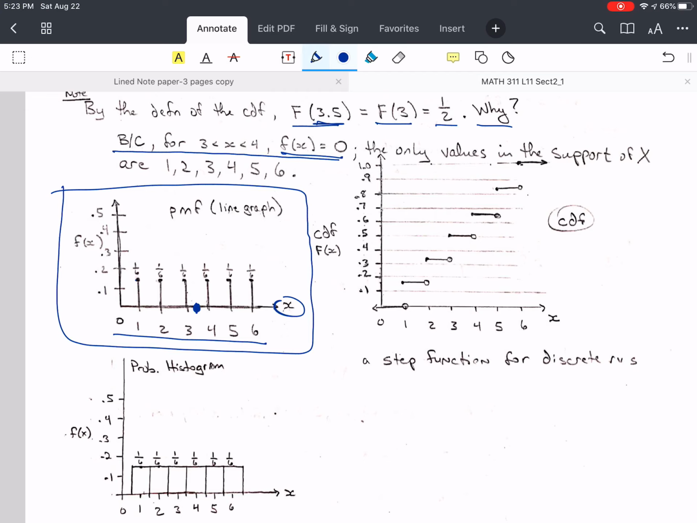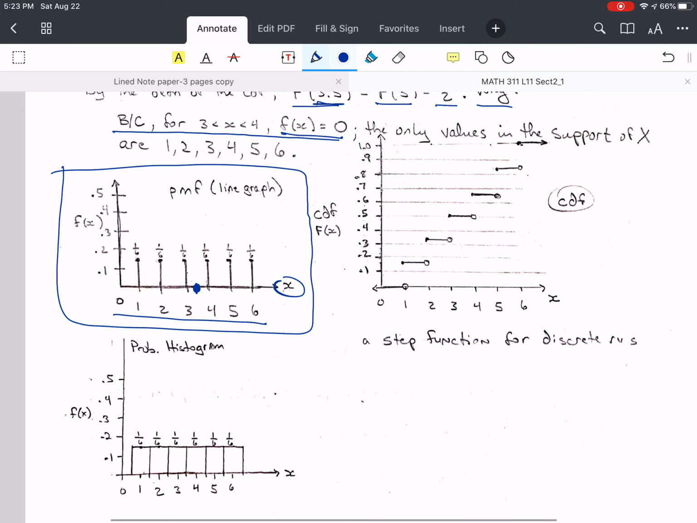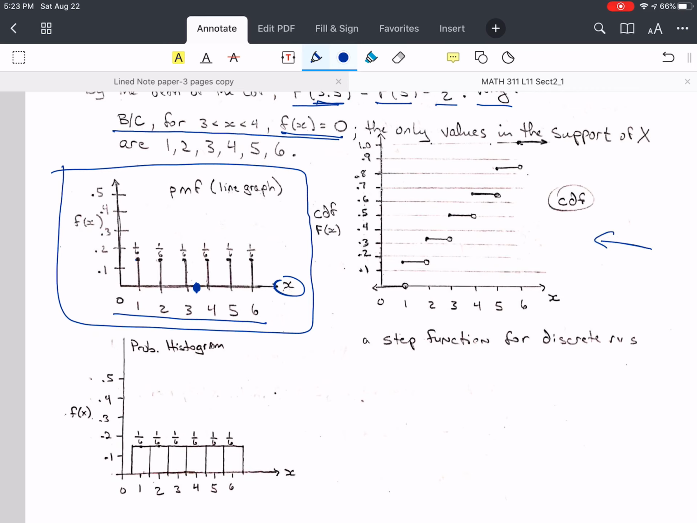Okay. Now, here is the CDF. And so this is a step function. It is right continuous. And you'll see that as we go to a point from the right, it's continuous. From the left, it's not. That's an open point, so it's not continuous at that point from the left. It is continuous at that value of x from the right. Okay, it's a right continuous function.